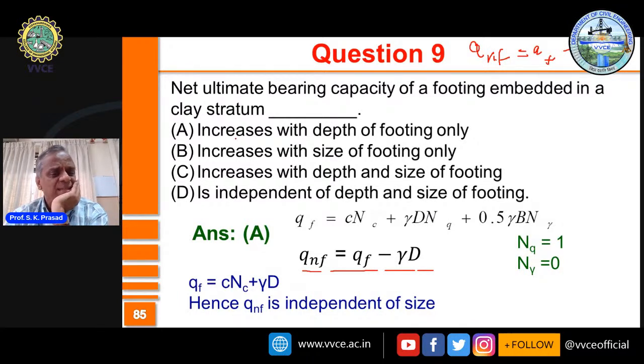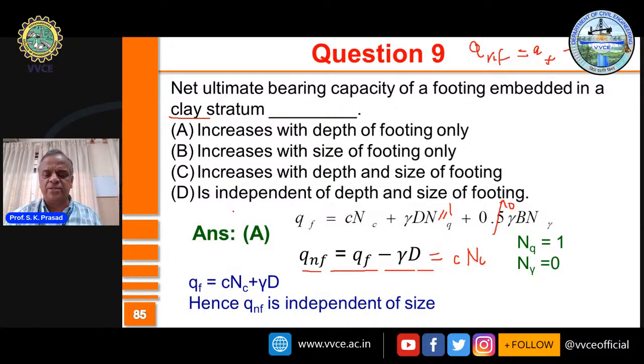Does it increase with depth of the footing? This is in clay, pure clay. In pure clay, this term will be 0, and NQ will be 1. Therefore, QF is CNC plus gamma D. QNF is QF minus gamma D, which is simply equal to CNC. Does it increase with depth? No. Whereas QF increases with depth because gamma D is there. Does it increase with size? No. Does it increase with both depth and size? No. It is therefore independent of depth and size.